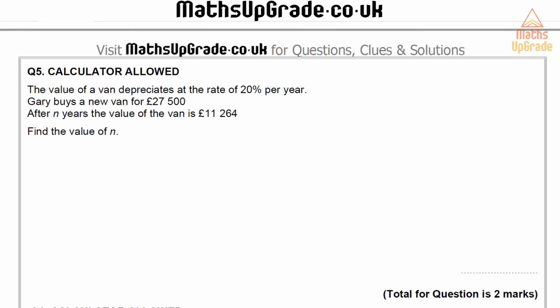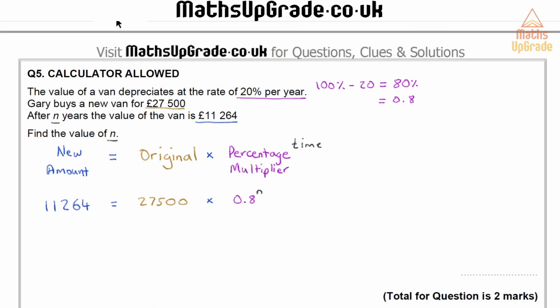Question 5. The value of a van depreciates at the rate of 20% per year. Gary buys a new van for £27,500. After n years, the value of the van is £11,264. Find the value of n. In other words, find after how many years that value is correct. So let's set up this problem here. The value of a van depreciates at 20% per year. That means it's going to be 100%, which is the original amount, subtract 20%, which leaves 80%. So the multiplier is 0.8.